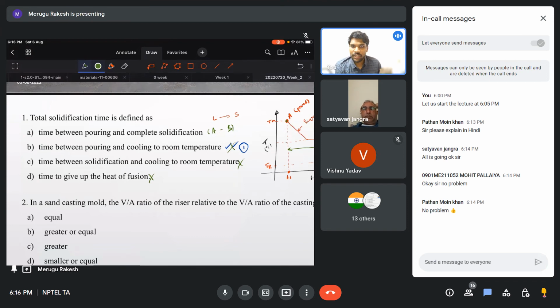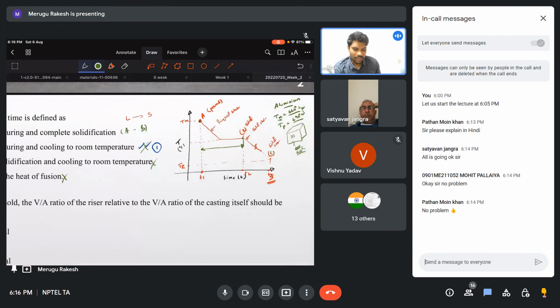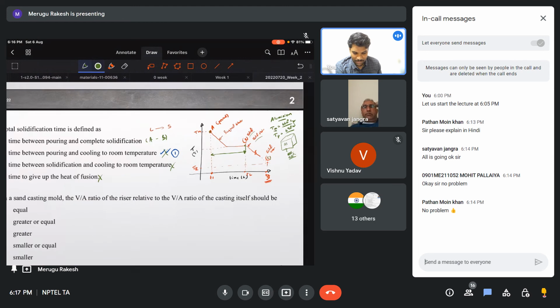It doesn't bother about the temperature of the block. Once it reaches the solid temperature, we will just break the mold, take the part out and cool it. So we don't bother about coming to room temperature. So that's the detailed explanation on the first question.